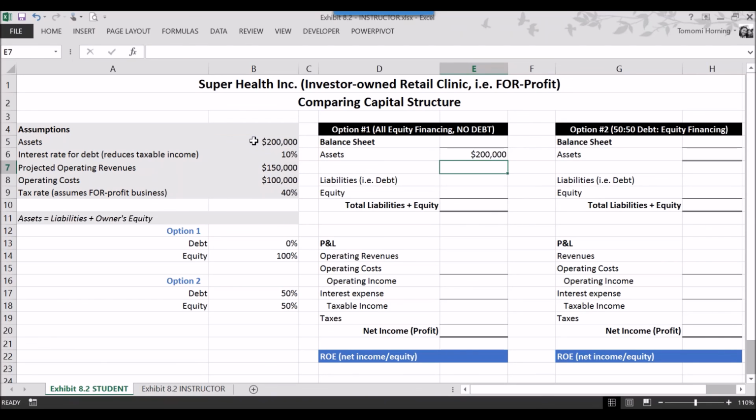So again, assets are $200,000. It's going to be the same in both scenarios. Assets are $200,000, so you can fill out both option number 1 and option number 2.